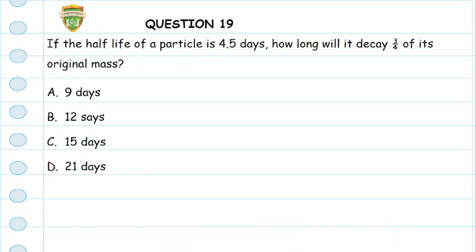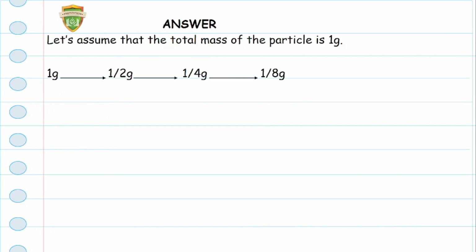Question 19 says, if the half-life of a particle is 4.5 days, how long will it take to decay 3/4 of its original mass? Now, let's assume that the total mass of the particle is 1 gram. Half-life is the time required for a quantity of a substance to reduce to half of its initial value. So, right here, you can see that this is 1 gram. We assume that it was 1 gram. So, after 4.5 days, it will be half a gram.